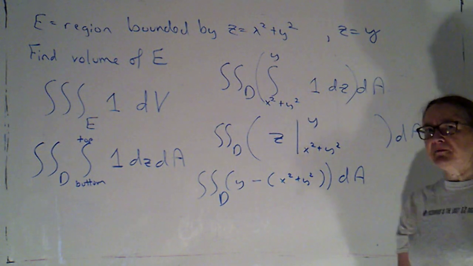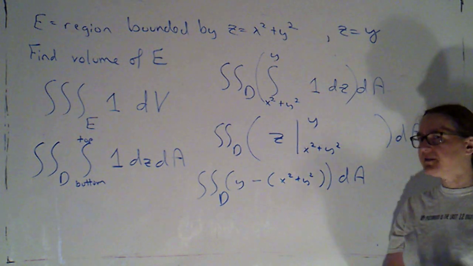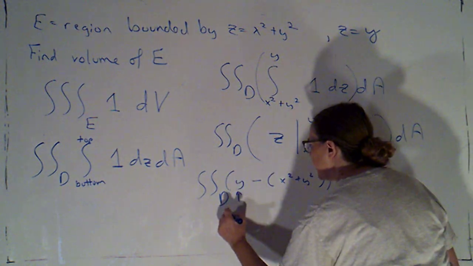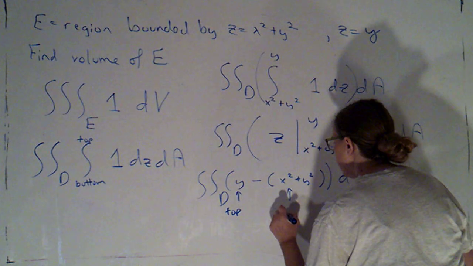Now if you remember, we actually learned how to find volume as a double integral. When we found volume as a double integral, what we integrated was top minus bottom.